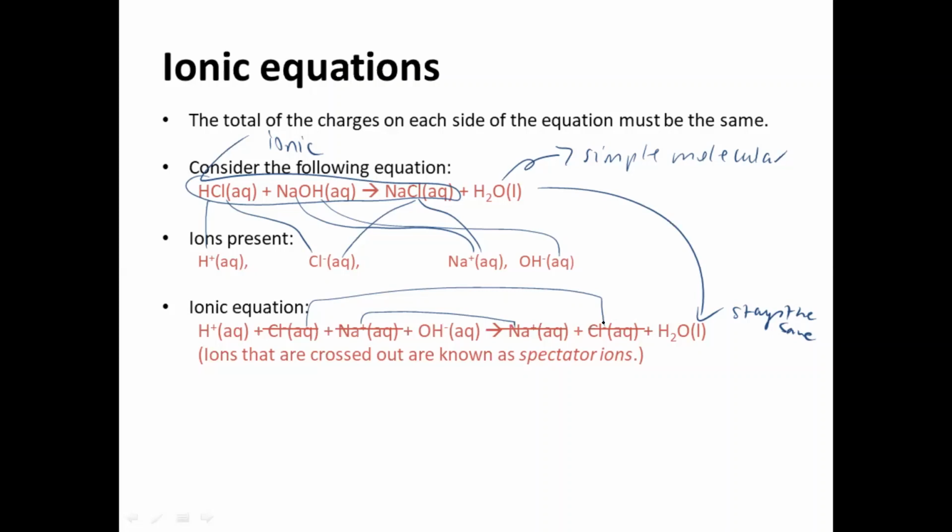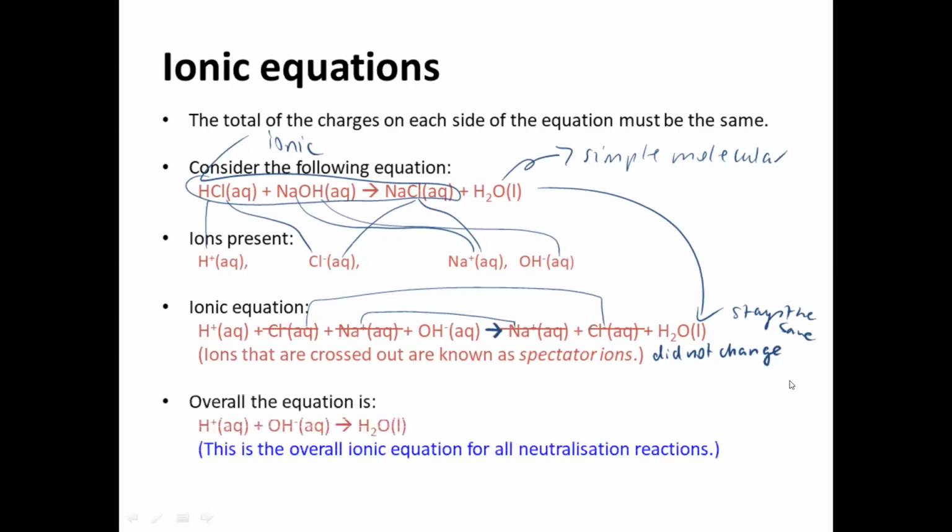Now, the arrow in a chemical reaction is supposed to show a change, but these did not change. Because they did not change, they did not react, right? So if something doesn't change, doesn't react, you don't need to put it in an equation. So the overall equation in this case would be H plus plus OH minus gives you water. And you know from the GCSEs that this is the overall ionic equation for all neutralization reactions, right?